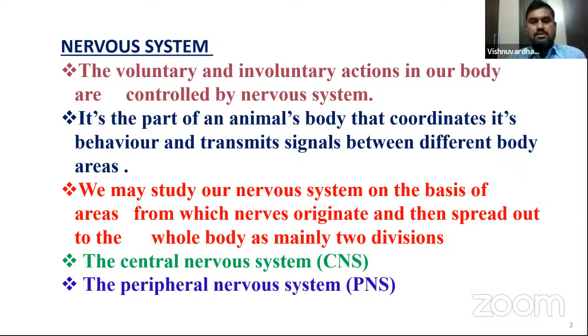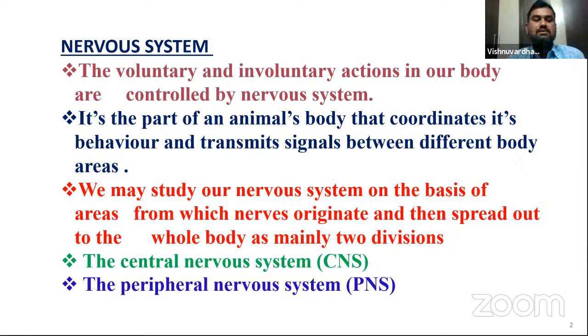You know, signals should be transported between the parts of our body. The signals, nerve impulses from receptors of our sense organs, should be transmitted to the brain, and the brain will produce responses, and the responses should be transmitted to the effector organs. It is the part of an animal's body. We may study our nervous system on the basis of areas from which nerves originate and then spread out to the whole body as mainly two divisions.